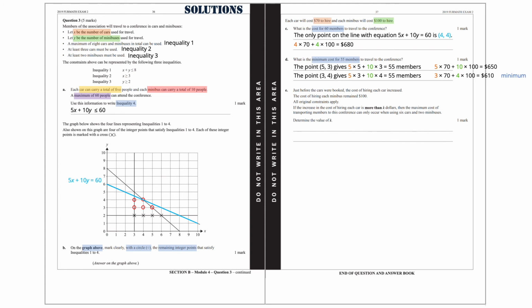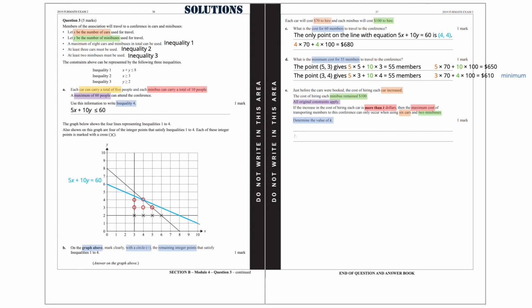Part E. Just before the cars were booked, the cost of hiring each car increased. The cost of hiring each minibus remained $100. All original constraints apply. If the increase in the cost of hiring each car is more than $k, then the maximum cost of transporting members to this conference can only occur when using 6 cars and 2 minibuses. Determine the value of k.